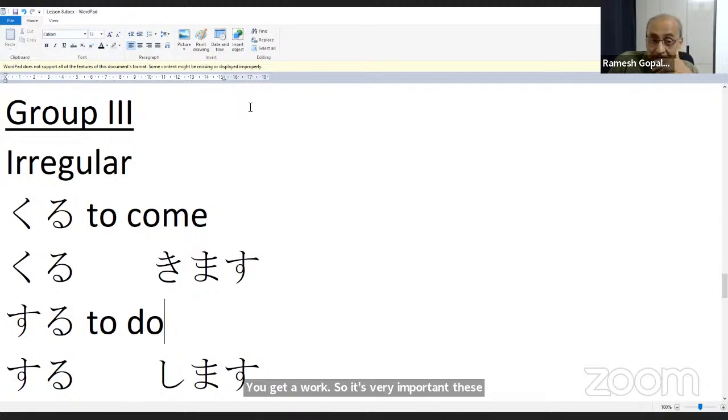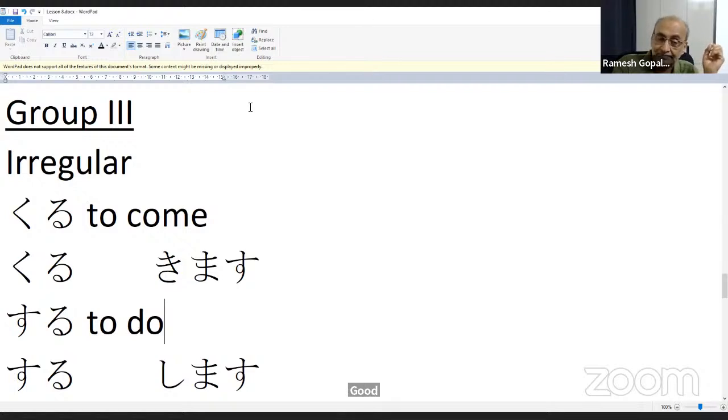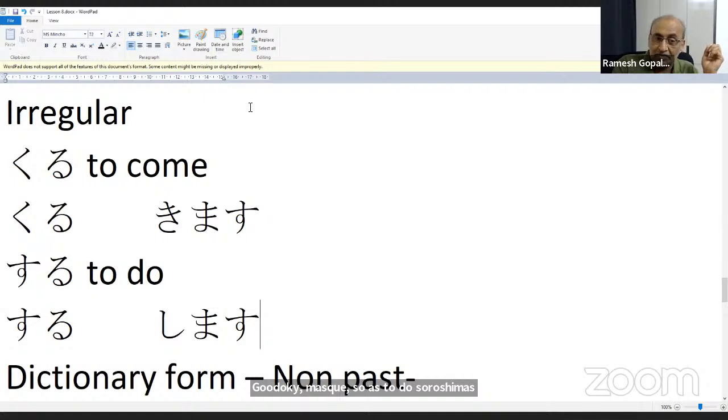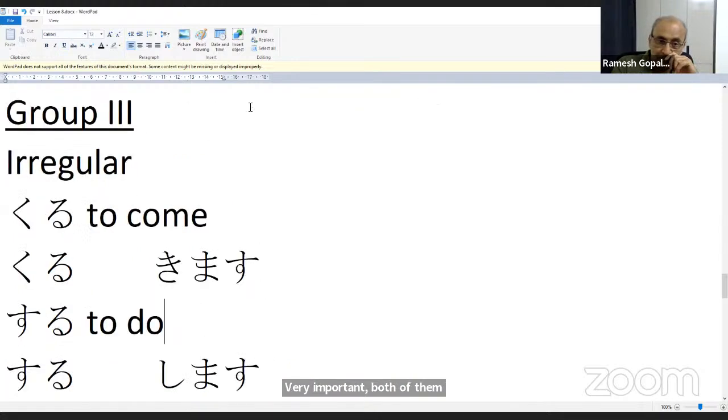Kuru is to come, suru is to do. I have given this in dictionary form. Kuru, and kimas is the mass form. Suru is to do. Kuru is to come. Kuru kimas. Suru shimas. Very important verbs, both of them. Kuru kimas, suru shimas. Okay.